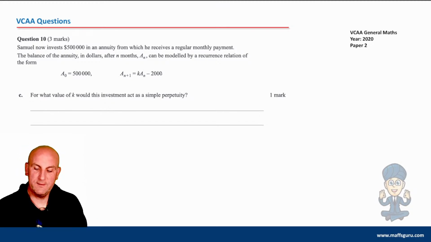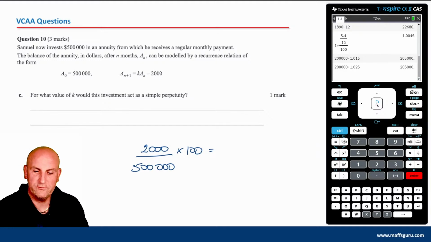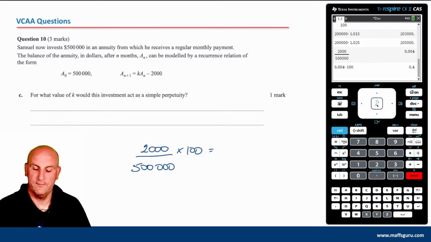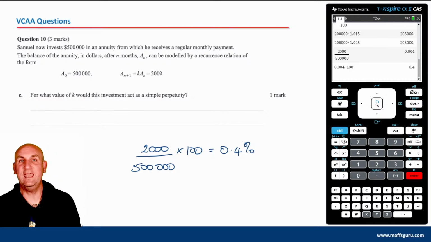Well, we just go back to a problem that we had before. I now know my interest rate would be 2,000 divided by my initial investment of 500,000 times by 100. Firing up my calculator, 2,000 divided by 500,000, times that by 100, and that's going to give me 0.4%. Yay!